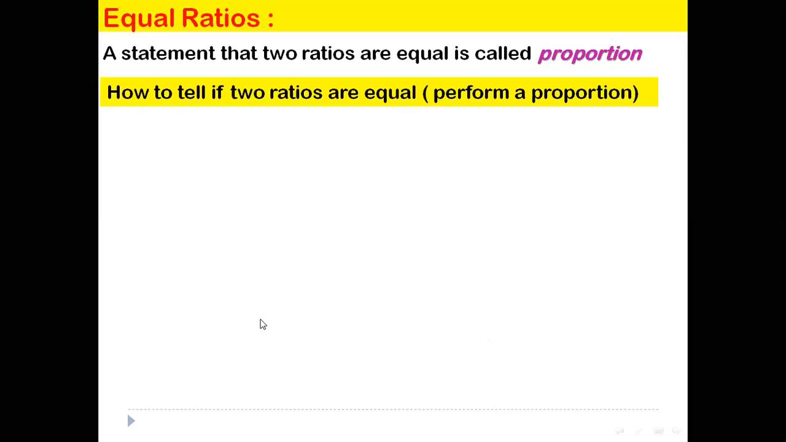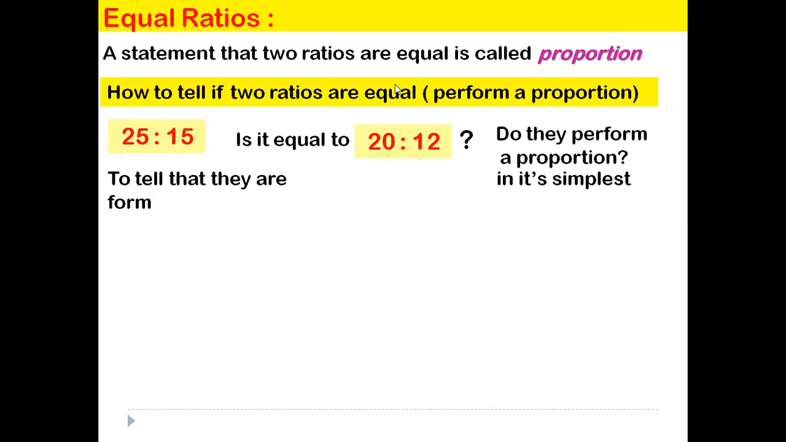How to tell if two ratios are equal or perform a proportion? Look, 25 to 15, we need to decide if 25 to 15 is equal to 20 to 12. The only way to decide that is to find the simplest form of each ratio. So let's start with the first one. To tell if they are equal, we write the ratios in simplest form.